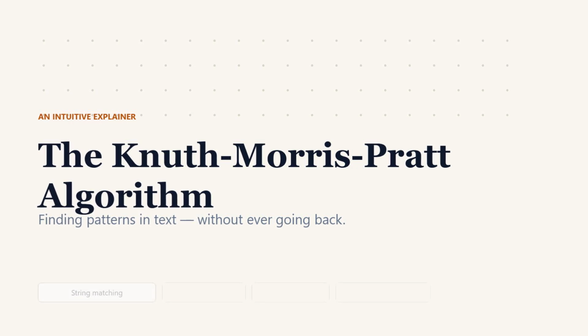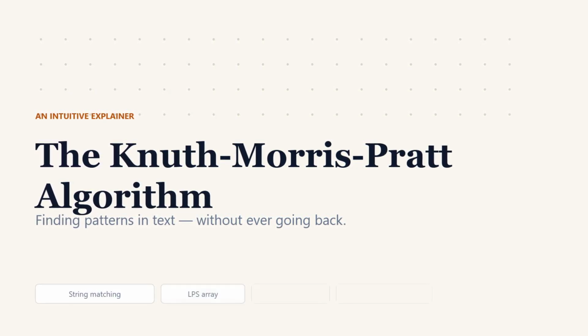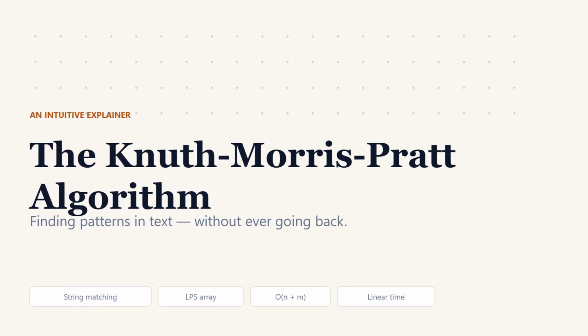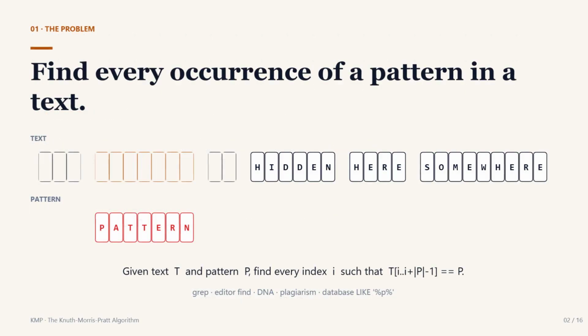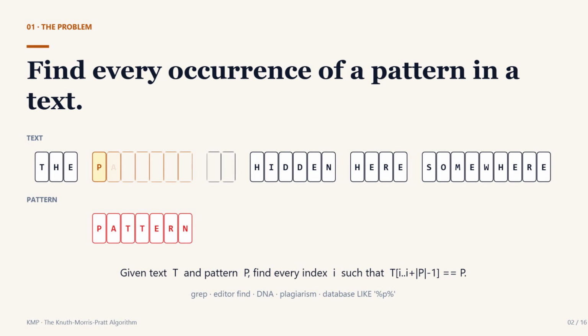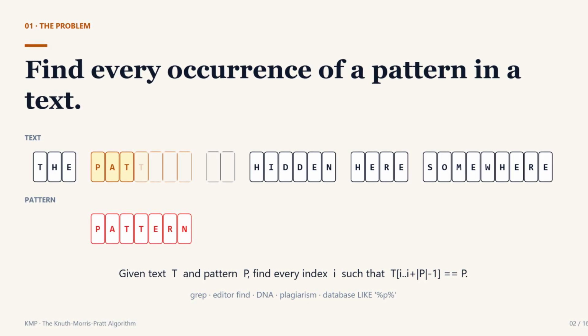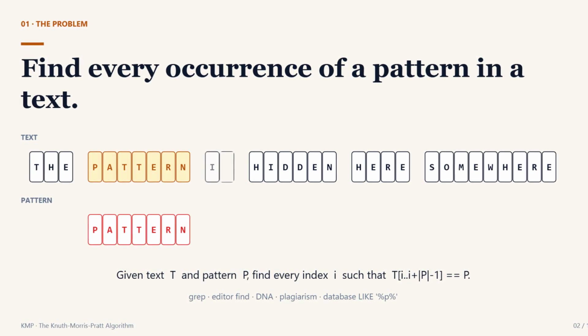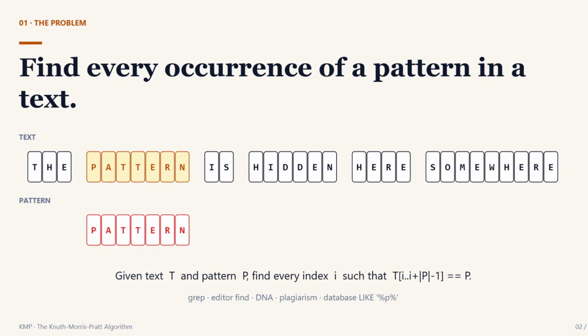The Knuth-Morris-Pratt algorithm, a story about finding patterns in text without ever going back, and about the small insight that made it possible. The problem is simple to state. Given a big text and a small pattern, find every place the pattern appears. Word search, log grep, DNA analysis. It is one of the oldest problems in computer science.